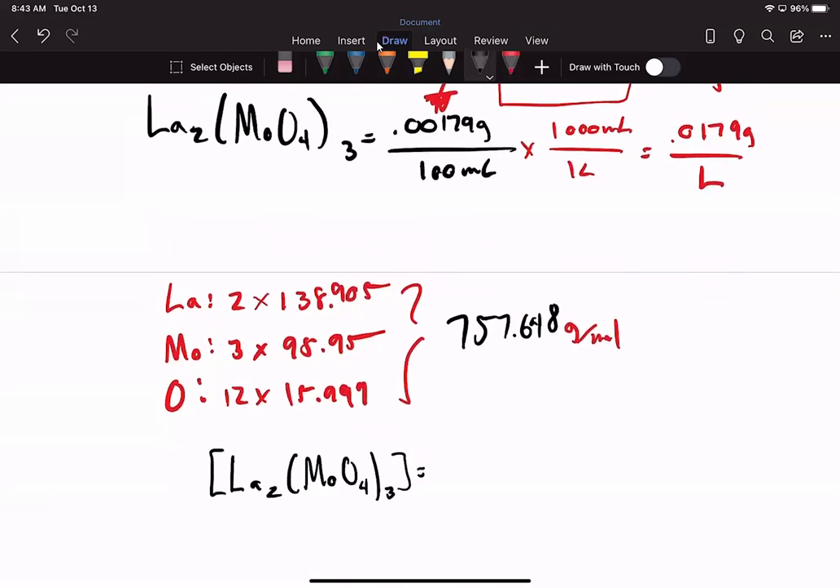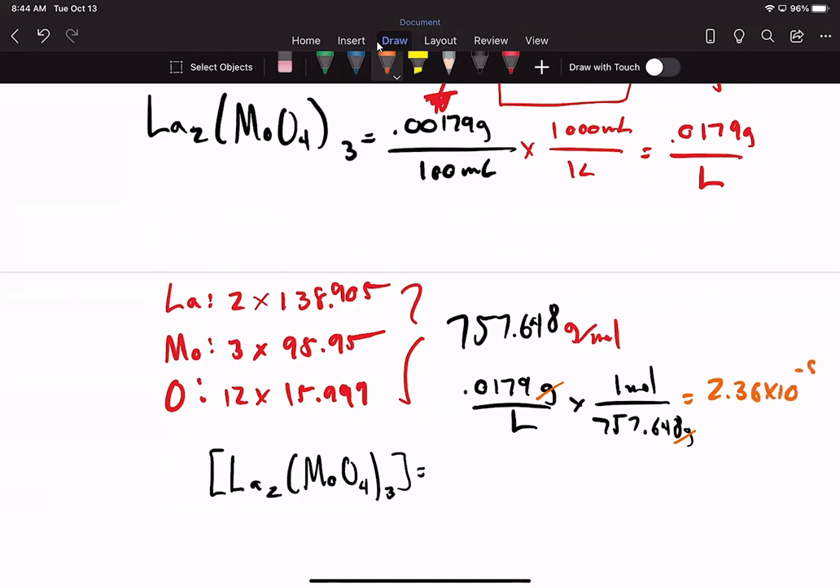What we currently have is 0.0179 grams per liter, and we need moles of solute per liter. So if I multiply that by 1 mole of this stuff over the 757.648 grams, these units cancel out, and I will have moles per liter, and that value is 2.36 times 10 to the negative 4. Yeah, negative. Oh, wait. I know what I did wrong.